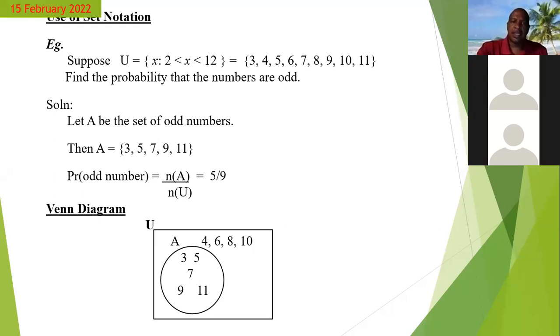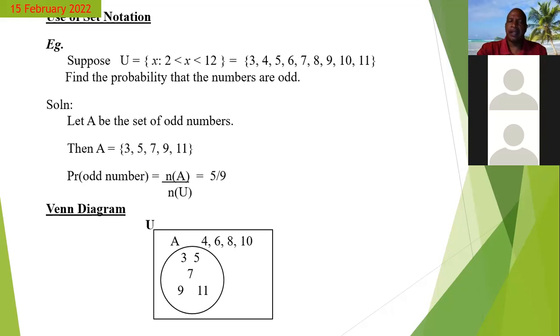So, as I was saying, we would just look at the number of elements. We count them. The number of elements in A, which are the odd numbers, would be simply 5. And the number of elements in the universal set would be all the members, including those in A, all the members in the rectangle. If we count, we get 9. So the probability of odd numbers would be 5 out of 9. All right, so that's how we represent probability using a Venn diagram, right?